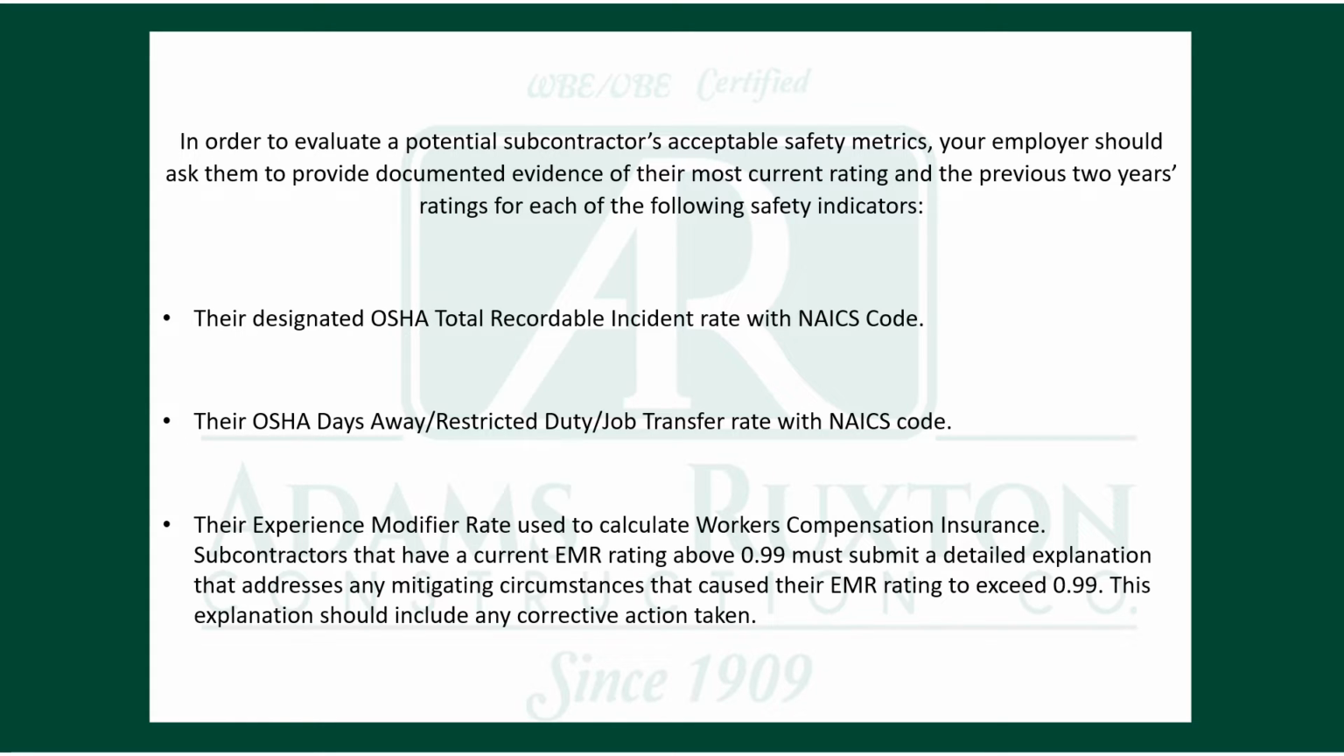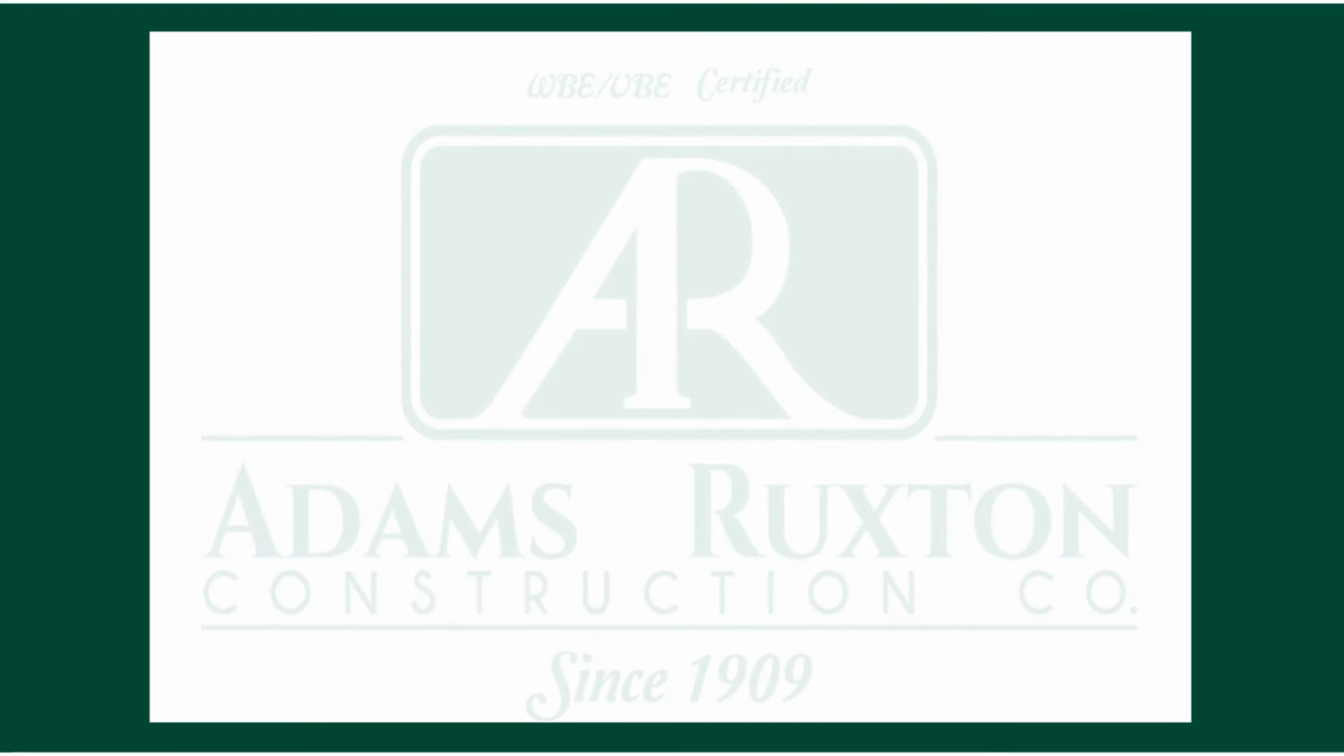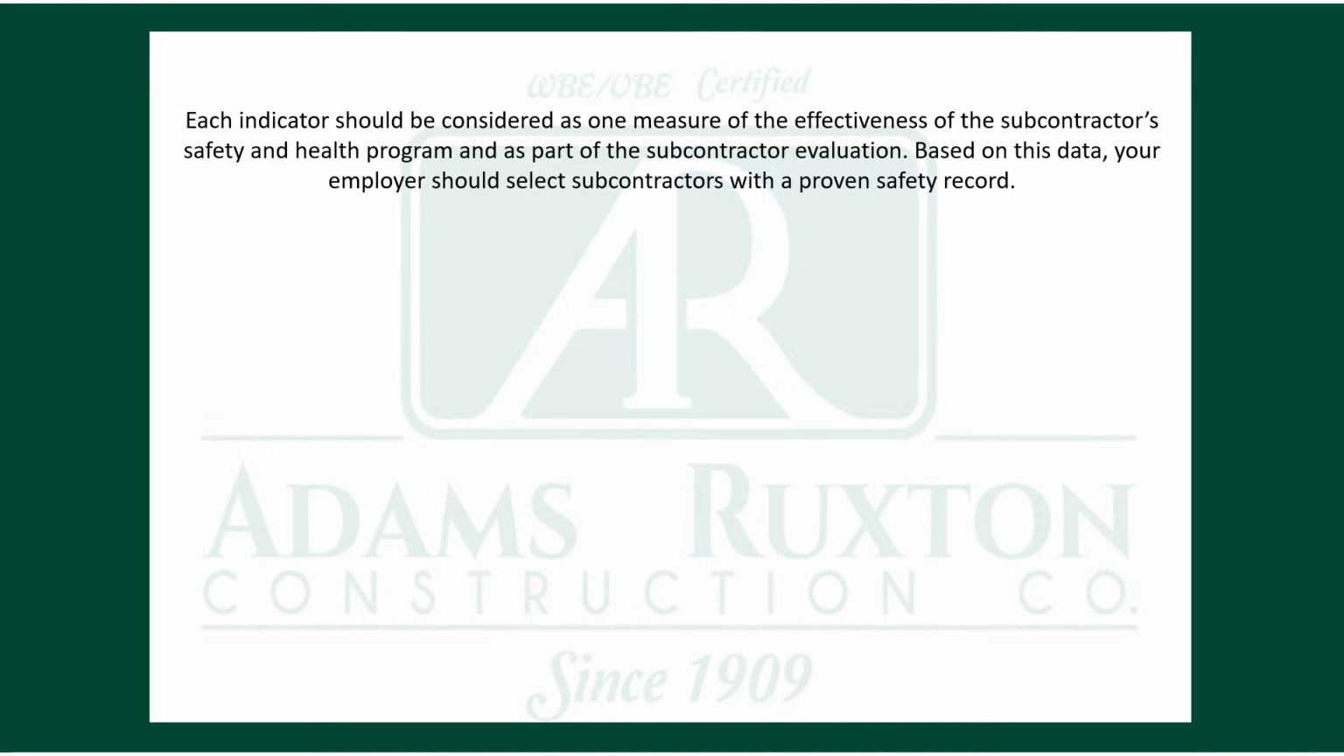Subcontractors that have a current EMR rating above 0.99 must submit a detailed explanation that addresses any mitigating circumstances that cause their EMR rating to exceed 0.99. This explanation should include any corrective action taken. Each indicator should be considered as one measure of the effectiveness of the subcontractor's safety and health program and as part of the subcontractor evaluation. Based on this data, your employer should select subcontractors with a proven safety record.